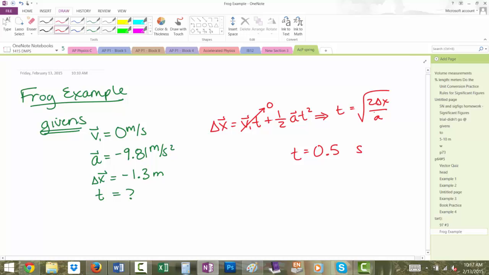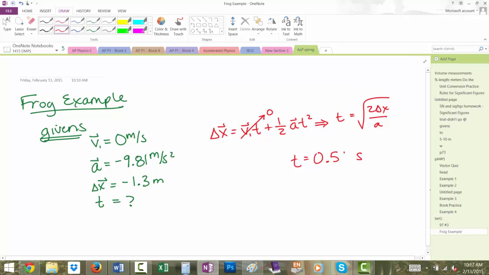Is that right? Yeah? You can put the 1/2 on the bottom. That's fine. 1/2 in the denominator is the same as 2 in the numerator, right? So 2 times negative 1.3 divided by negative 9.81. I'm going to go with 0.51. That's what I think. Are we okay with that? Yeah. Okay. Sean, do you understand why?